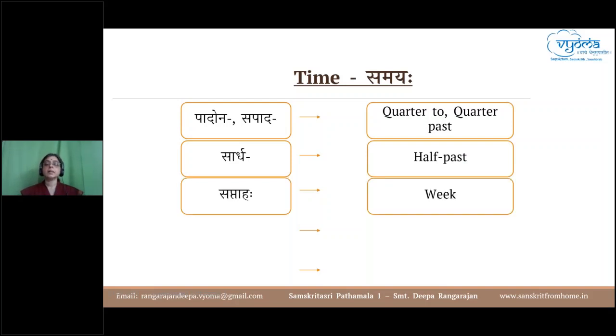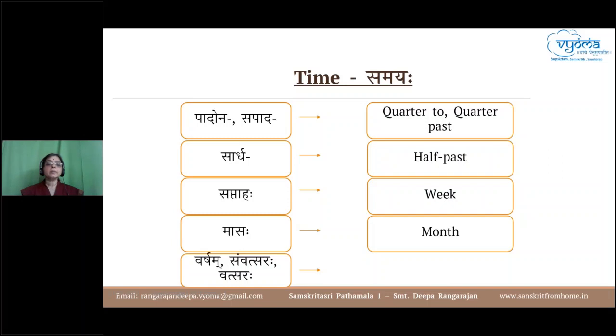Saptaha is the week. Sapta is 7, right? So 7 days is what is meant by Saptaha. That makes a week. Masaha is month. Varsham, Samvatsaraha, and Vatsaraha. These are the words for year.